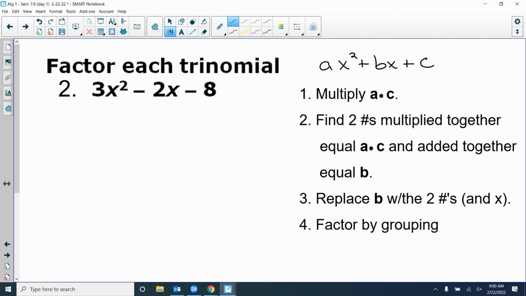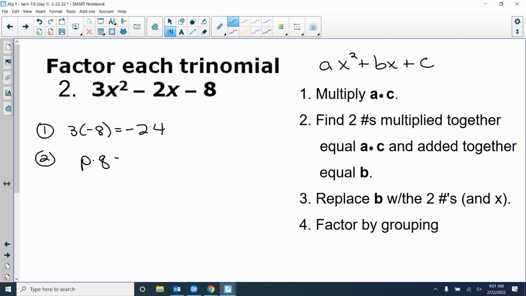So step 1 says multiply A and C. That means I'm going to take 3 times -8, include the sign. I'm going to get -24. That's step 1. All right, now step 2 is kind of what we did on Thursday. And this is real important. It says find two numbers multiplied together that equal A times C and added together equal B. Well, what is my A times C in this case? -24.